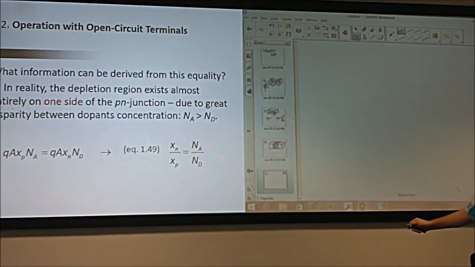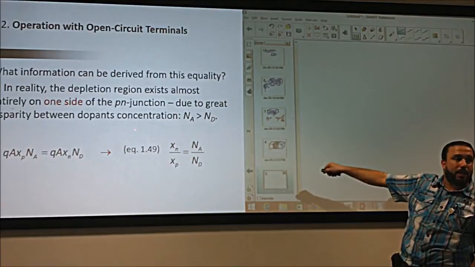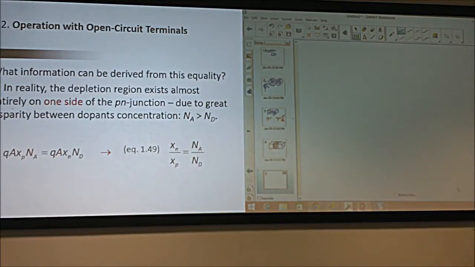Very good. Now, look, NA bigger than ND, meaning the p-type is heavily doped, yes or no? Is doped more than the n-type, yes or no? But XN, is XN in the p-type or the n-type? It's in the n-type. Let me write that on this board because that's better actually. So let's write: XN over XP is equal to NA over ND. Yes or no?